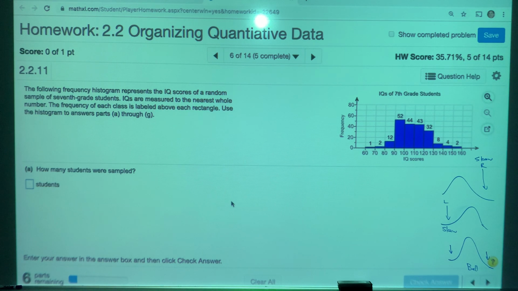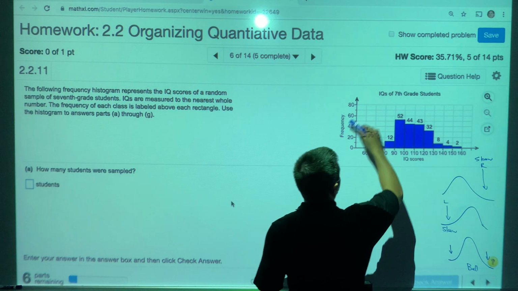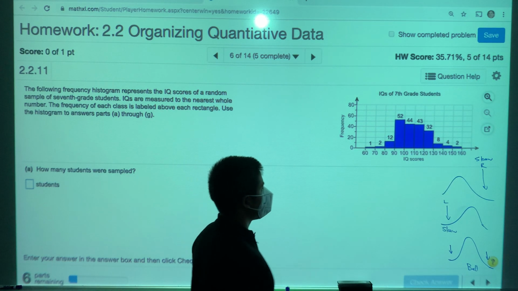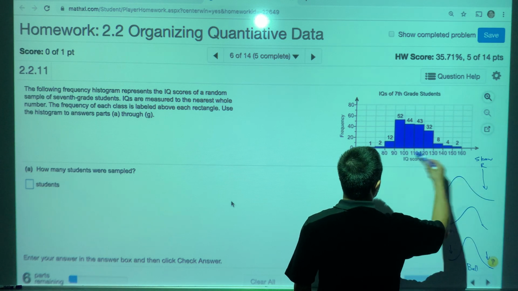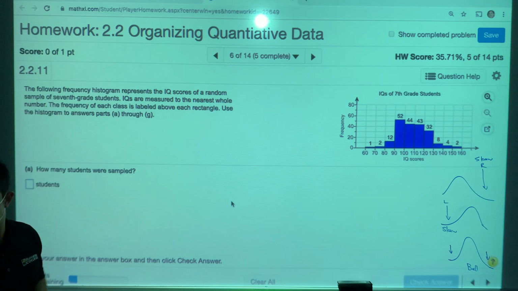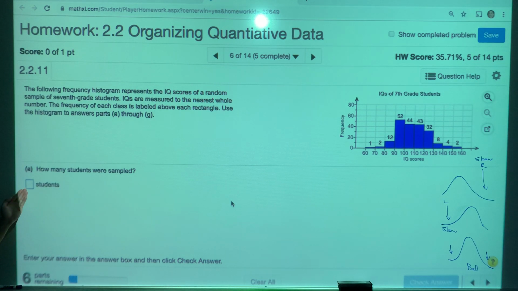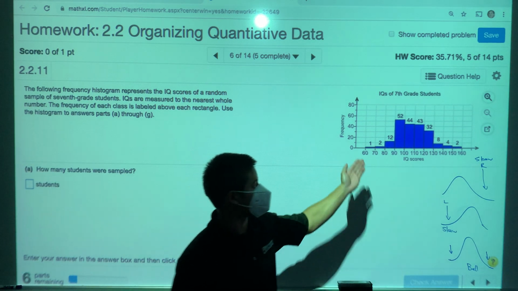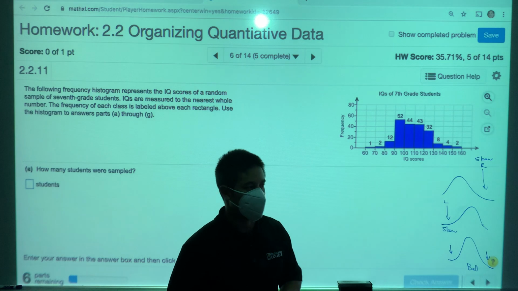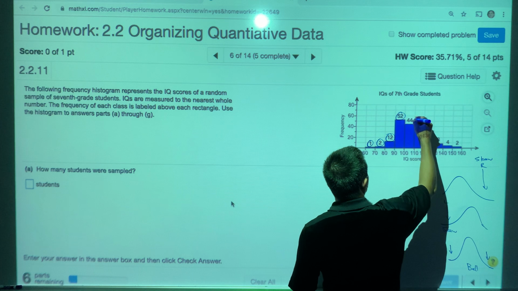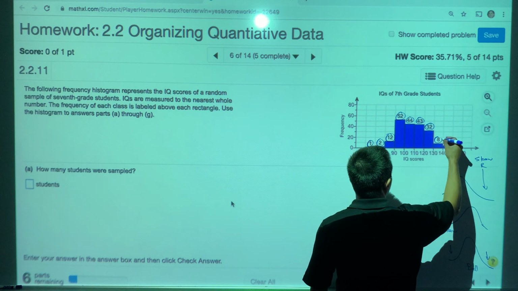All right, so let's look at my problem here. What they're saying is that we've got a frequency histogram, a bar graph, and this frequency histogram represents a certain table of values related to IQ scores of random seventh grade students. The first question they ask is how many students were sampled? How could we easily find out how many students were sampled just from looking at this? Add up what? Exactly. Add up the frequencies for each of the categories or classes, right?